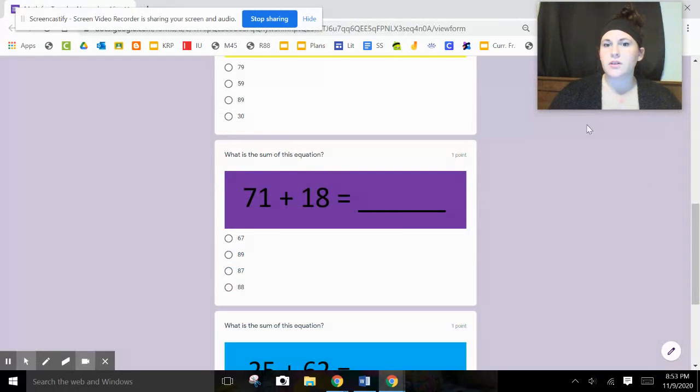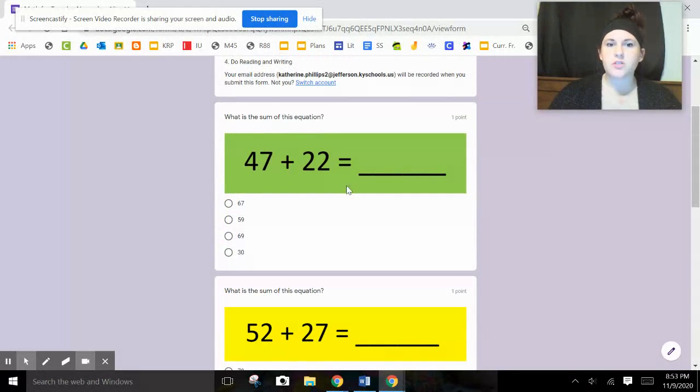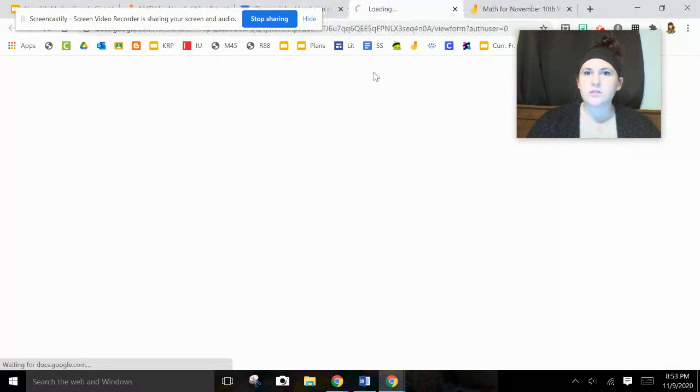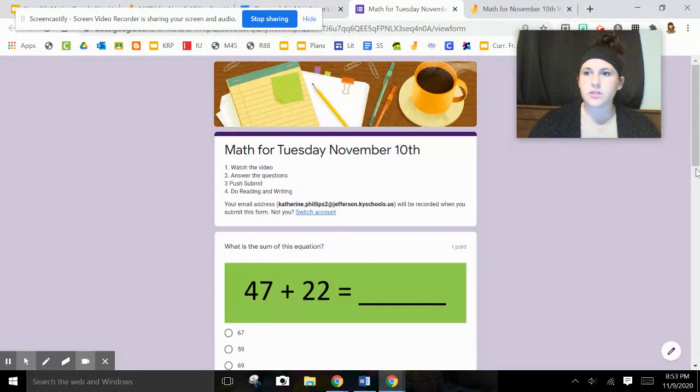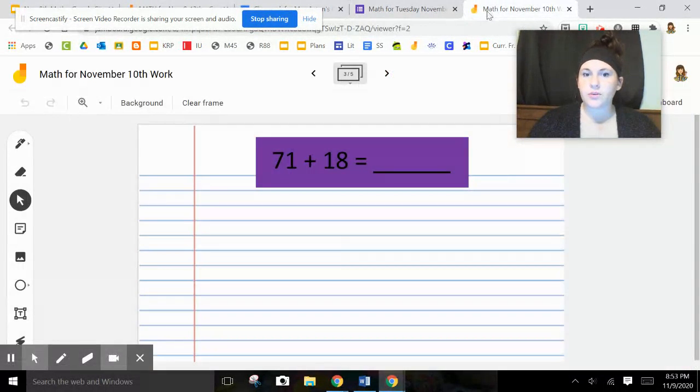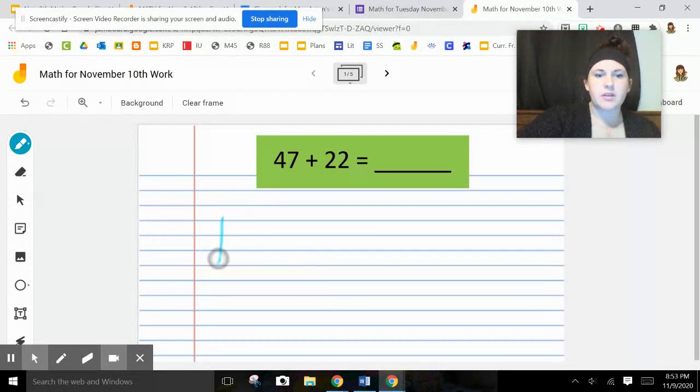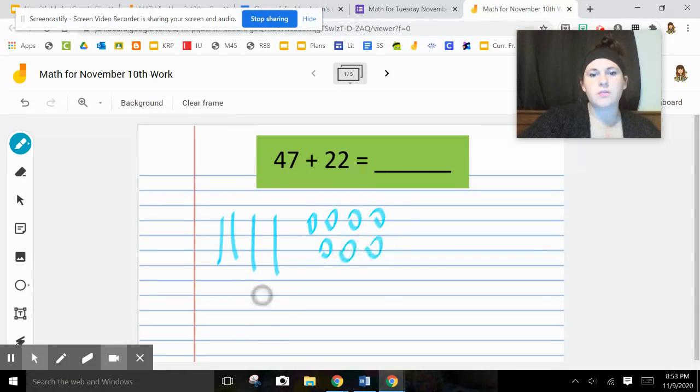So for example, if my first equation is 47 plus 22, and it's the green one, I'm going to go to the Jamboard. I'm going to find my 47 plus 22 one, and then I'm going to solve it right here. So I find my pen tool. I want to use the highlighter just because I like it. I would make the number 47. 1, 2, 3, 4, 5, 6, 7. Make the number 22. Count them all up. Find out what my answer is.